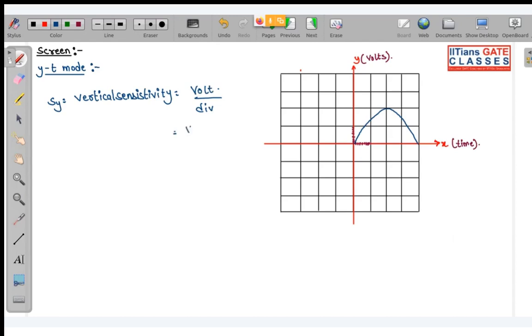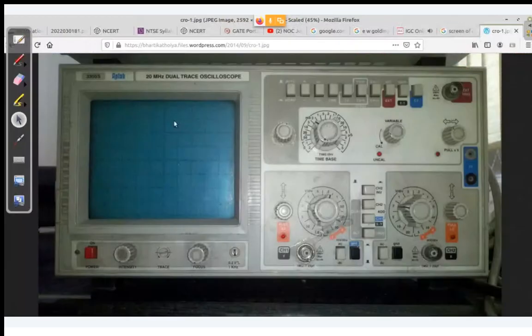Now it can be either volt per mm, or it can be even volt per centimeter, whichever way you want to take. See, this is 1 mm, this small division, and this one block is 1 centimeter.